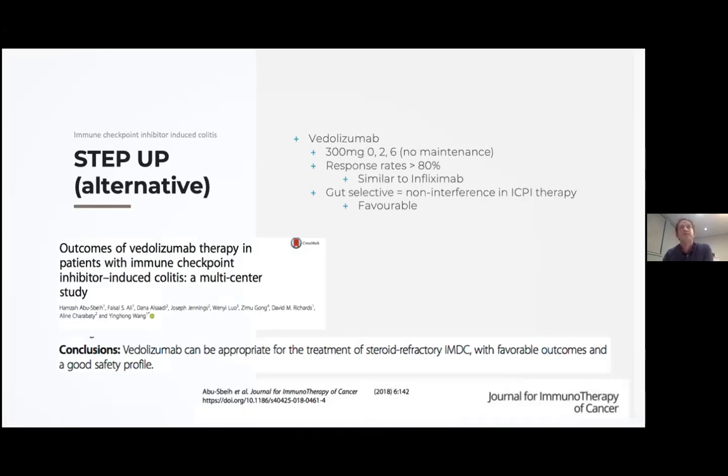There are alternatives, and vedolizumab may actually replace infliximab in future with better studies as we go forward, because vedolizumab doesn't interfere with the efficacy of the immune checkpoint inhibitor therapy by immunosuppression, it might be an especially attractive option. Similar response rates to infliximab, but there's not great data. This is probably the major one that was put forward.